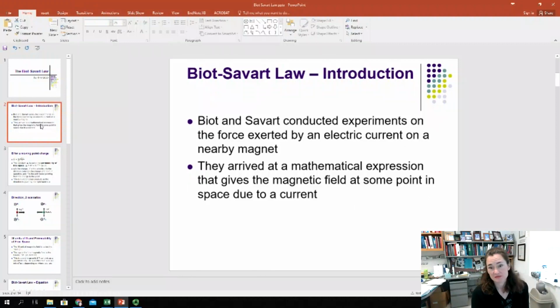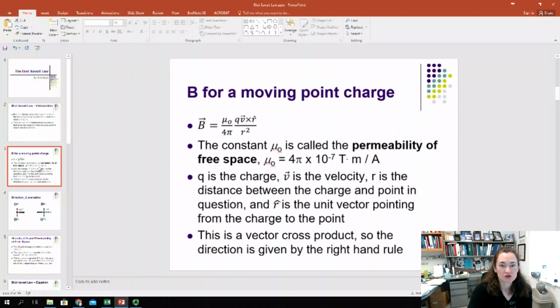And they arrived at a mathematical expression that will give the magnetic field strength and direction at some point in space due to our current. I'm going to call this point in space the point of interest as I move throughout this lecture. First of all, here's the expression for the Biot-Savart law for a moving point charge. We'll get to the expression for a current-carrying wire in a second, but let's first talk about a point charge.